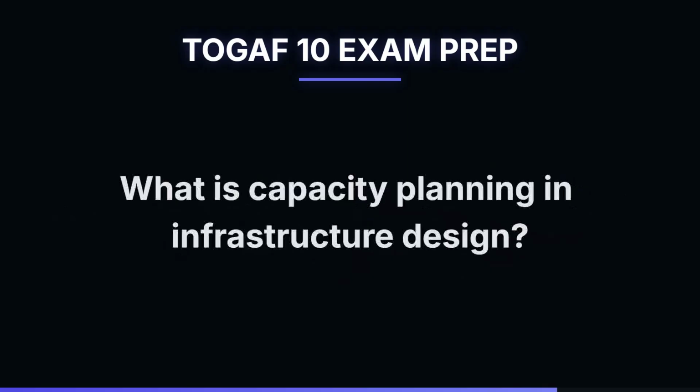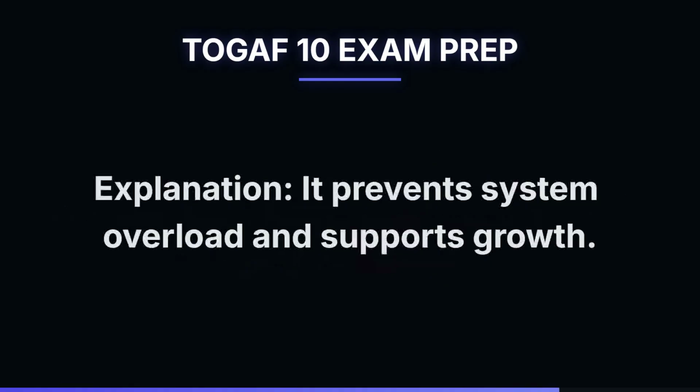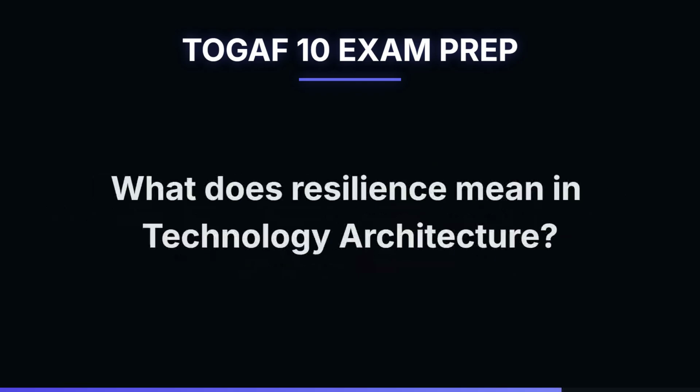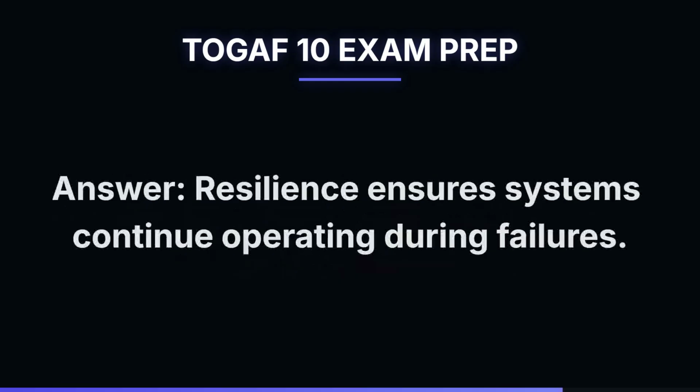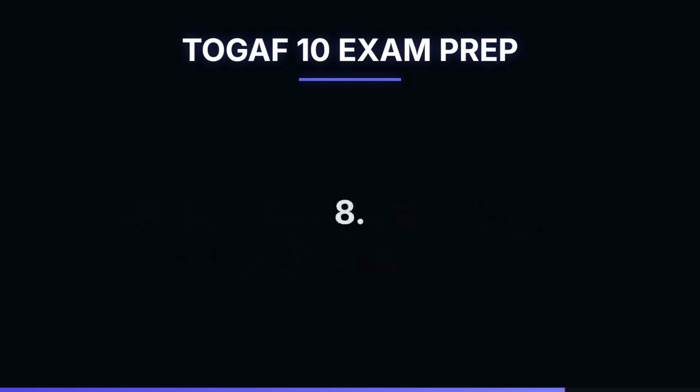6. What is capacity planning in infrastructure design? Capacity planning estimates required resources based on expected demand. It prevents system overload and supports growth. 7. What does resilience mean in technology architecture? Resilience ensures systems continue operating during failures. Backup and failover mechanisms reduce downtime.